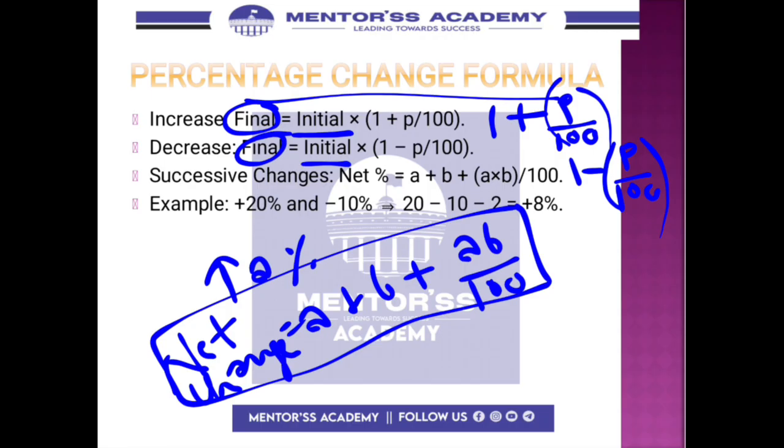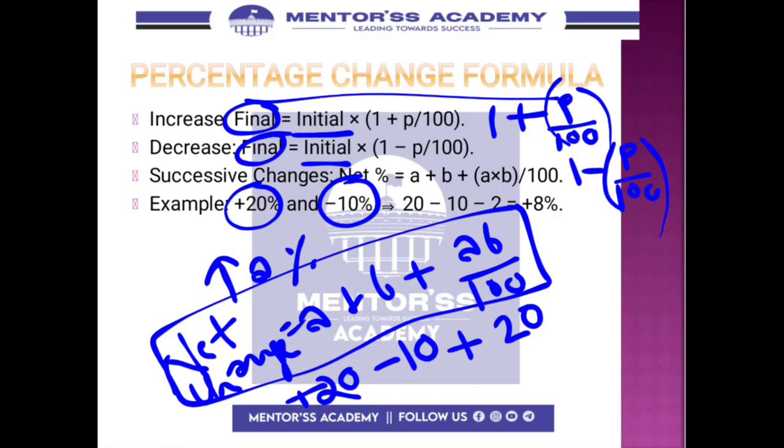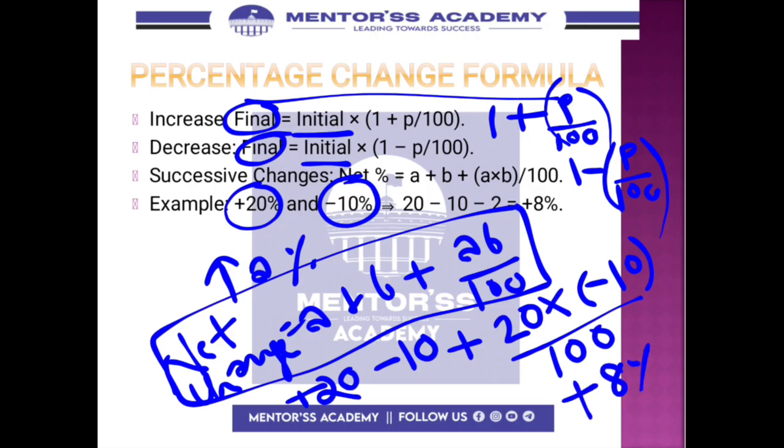For example, if a price first increases by 20% and then decreases by 10%, then the net effect is a plus b plus ab by 100. So a is 20, b is minus 10, plus ab, 20 into minus 10 by 100. Solve this and you'll get plus 8%. So it's a gain, a profit of 8%. This shortcut is super important for solving exam questions in seconds. So carefully note this formula here.